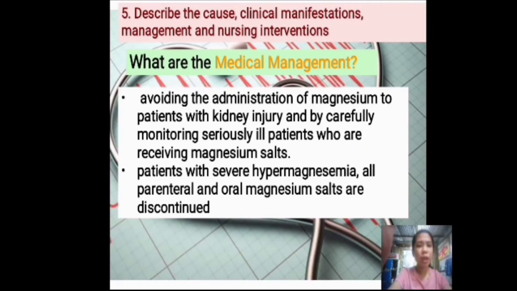Next, what is the medical management? We must avoid the administration of magnesium to the patient with kidney injury. And we also need to monitor the patient who has a serious illness, if they are receiving magnesium salts. We also need to check that all parenteral and oral magnesium salts are taken by the patient. With the patient with severe hypermagnesemia, we need to discontinue them.